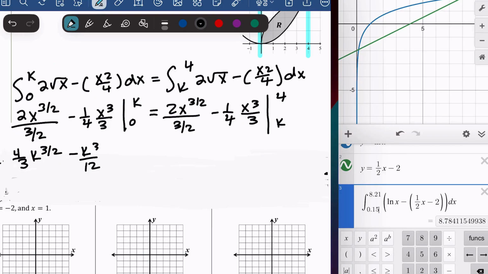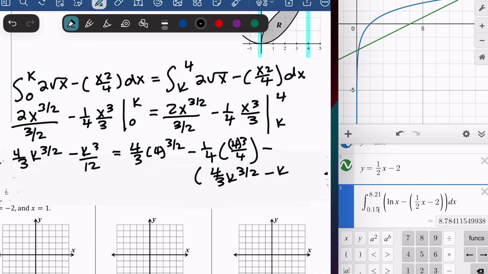k is equal to, but on this side I have to plug in 4 and I have to plug in k. So this side's going to be a little longer. So I have 4/3 times 4 to the 3/2 minus 1/4 times 4 cubed over 4 minus 4/3 k to the 3/2 minus k cubed over 12. Okay, so this is me plugging in the solved at values 0 to k and k to 4.